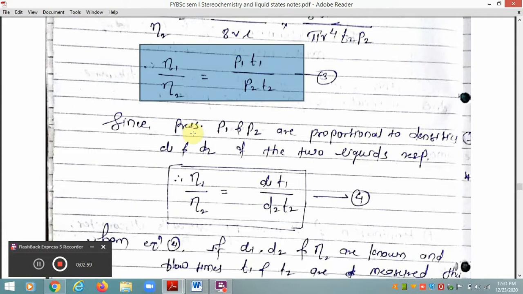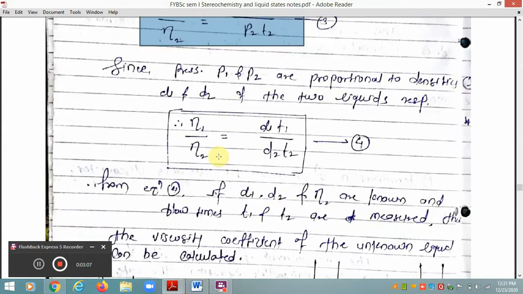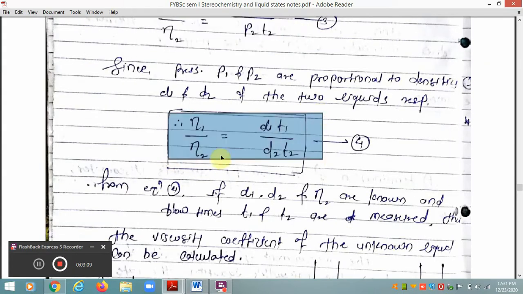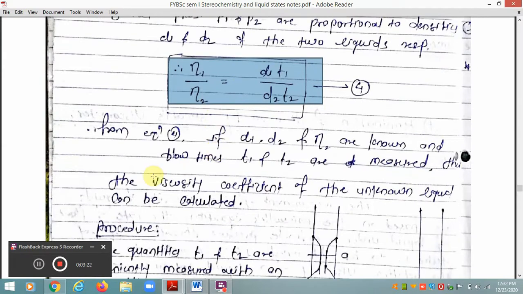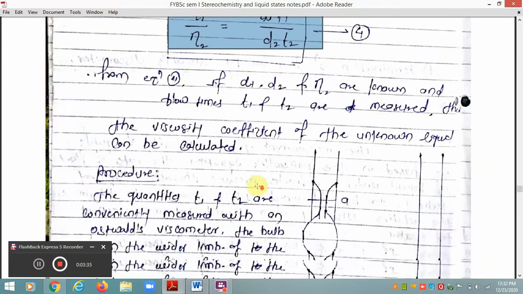Here the pressures P1 and P2 are proportional to the densities D1 and D2 of the two liquids, and these pressures can be replaced by their respective densities D1 and D2, and that's why equation 3 can be written as eta 1 upon eta 2 is equal to D1 into T1 divided by D2 into T2. So from this equation number 4, if D1, D2 and eta 2 are known and flow times T1 and T2 are measured by means of the Ostwald viscometer, then the viscosity coefficient of another unknown liquid can be calculated.